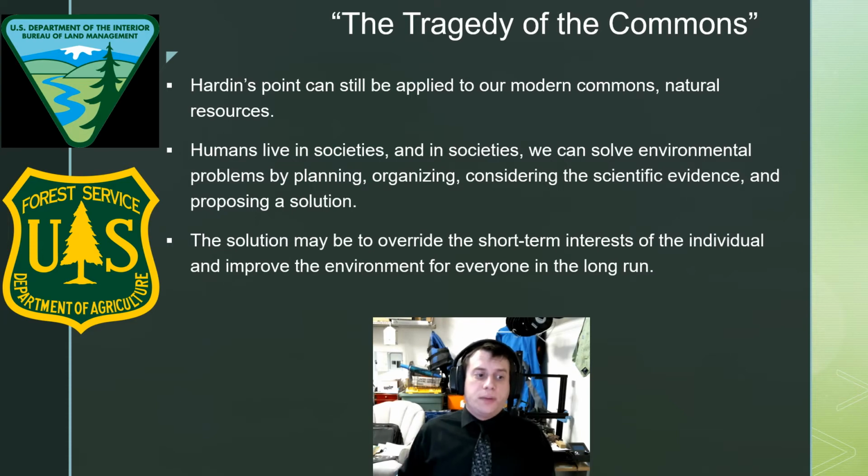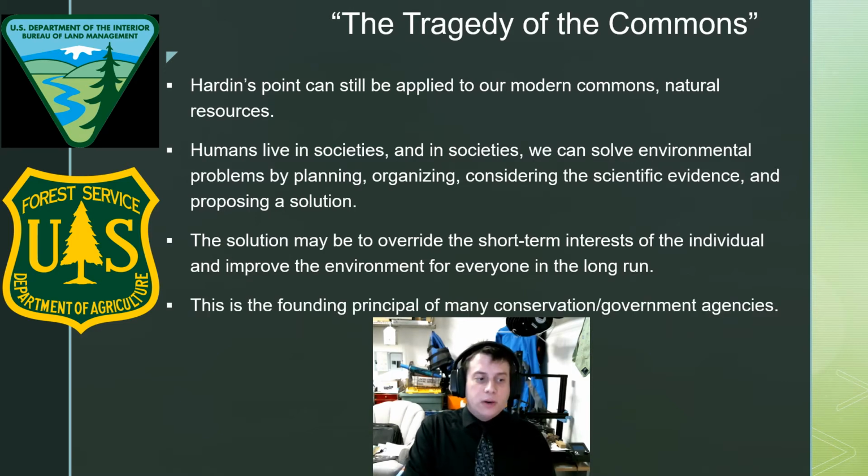The solution may be to override short-term interests of an individual or a company. When I say individual, I might mean a company as well, and improve the environment for everybody in the long run. We want to keep our national forests around. We want to continue to have an option to have timber and wood products in the future. We also want to have those forests for other benefits that they provide, cleaning the atmosphere, habitat for animals, all kinds of stuff like that.